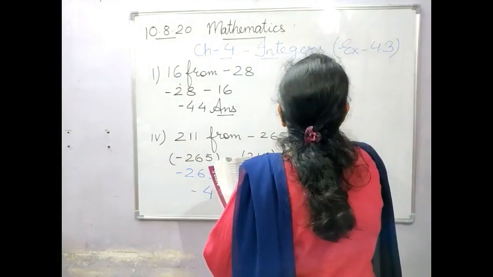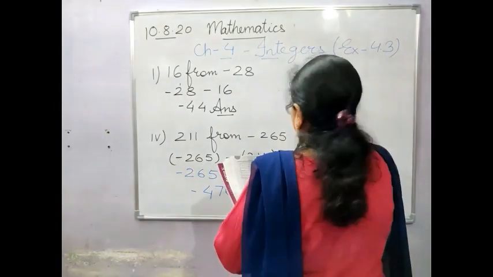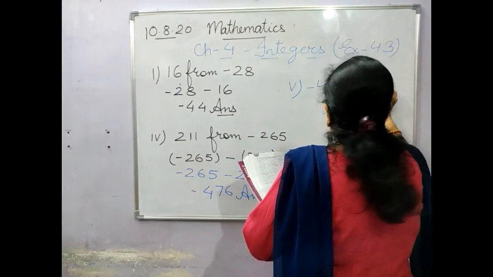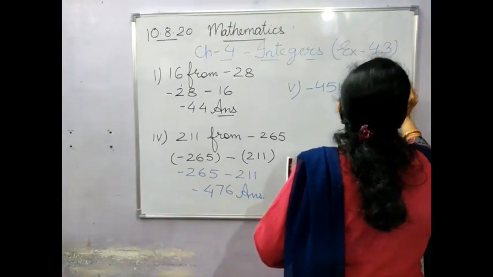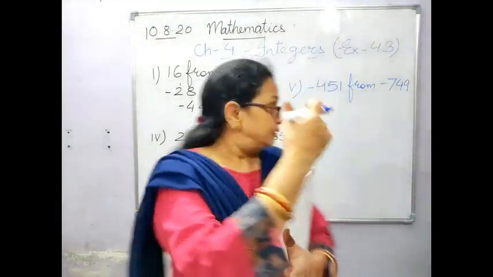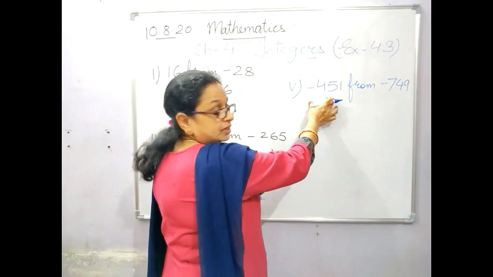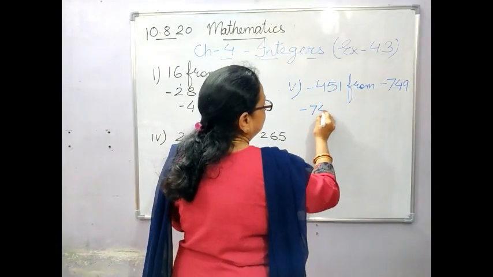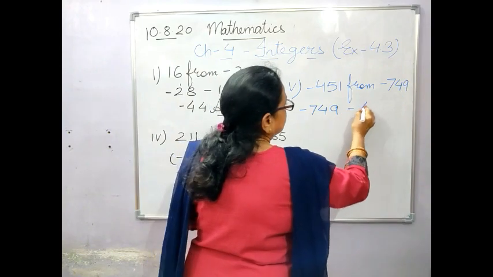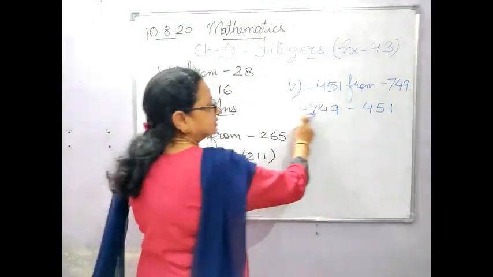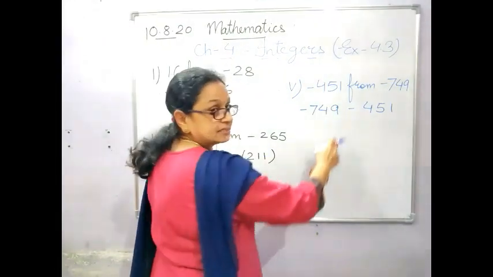It is minus 451 from minus 749. Again we first form the expressions. We have to subtract this 451 from this. So we will write minus 749 minus 451. Both the signs are same. Both the signs are minus.